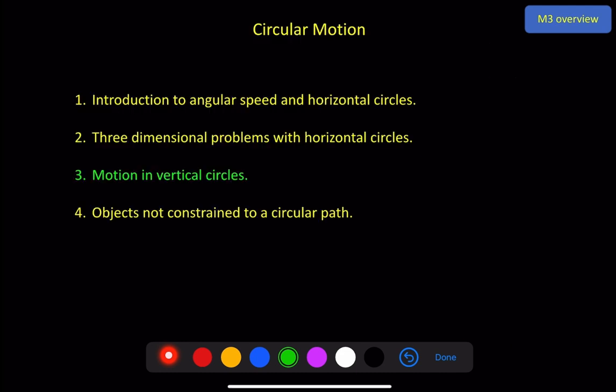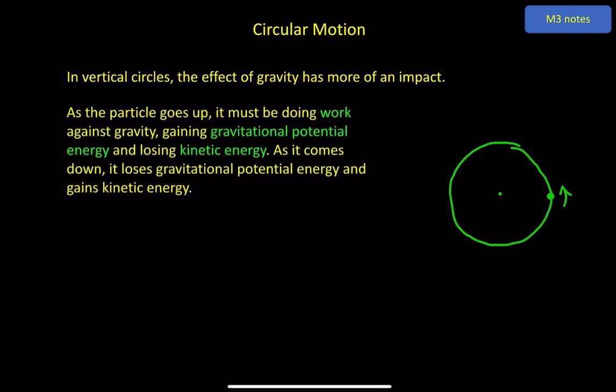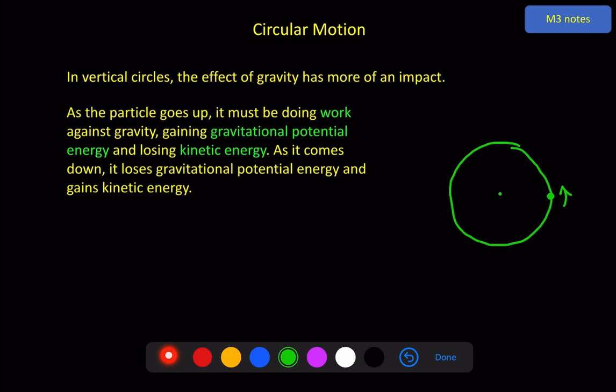In this video, we're looking at motion in vertical circles. This is a little bit different because in vertical circles, the effect of gravity has more of an impact. In horizontal circles, it was generally just being used to balance something in our resolving, but in vertical circles, if I put a little circle on the side here, if this is happening in the vertical plane, as the particle goes up this way, it must be doing work against gravity. So as it goes up, it is gaining gravitational potential energy and losing kinetic energy as it fights against gravity, as it were.